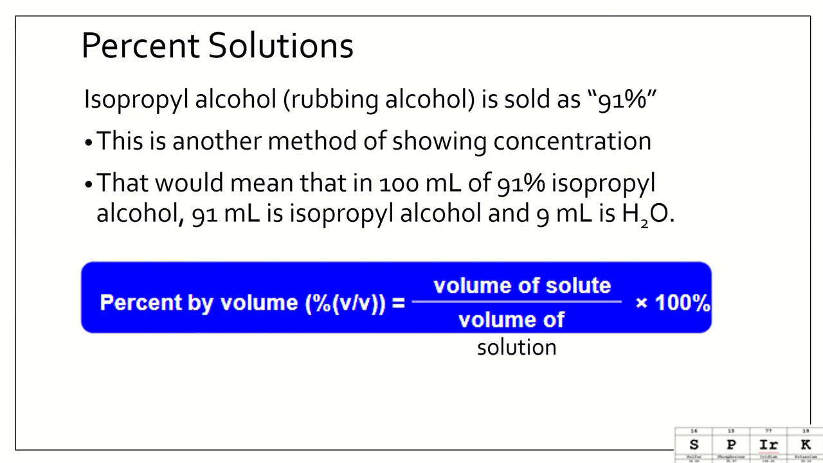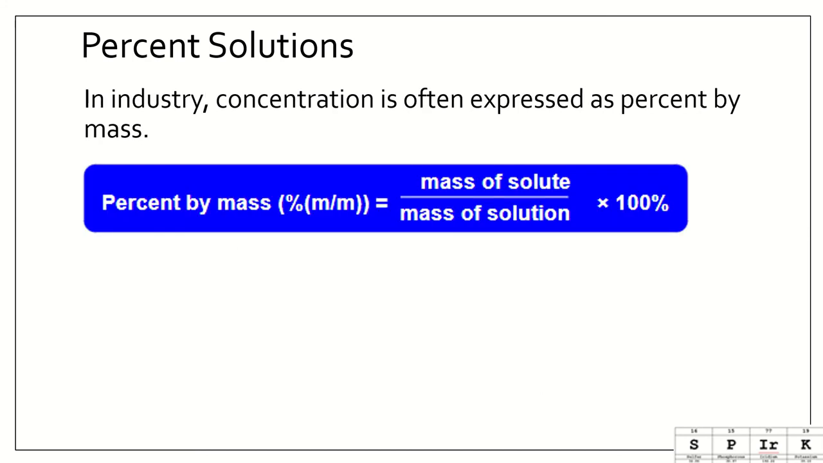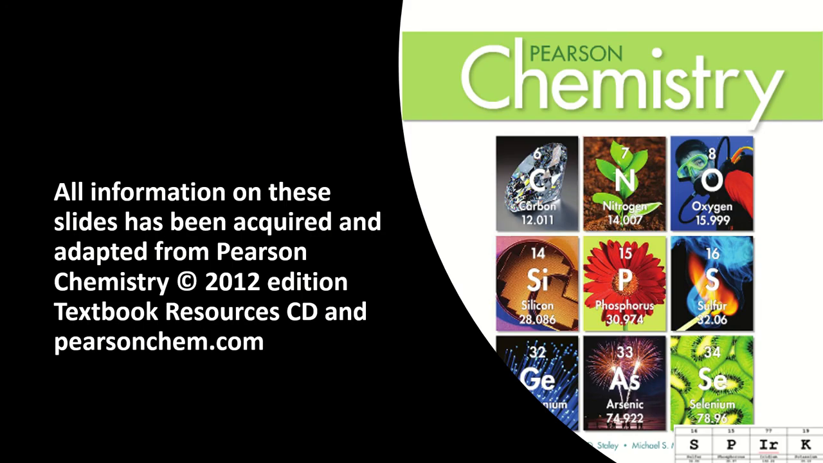Again, we are not going to solve for percent solutions. Another way you're going to see it, especially in industry, is concentration is often expressed as a percent by mass. So here they take the mass of the solute divided by the total mass of the solution.